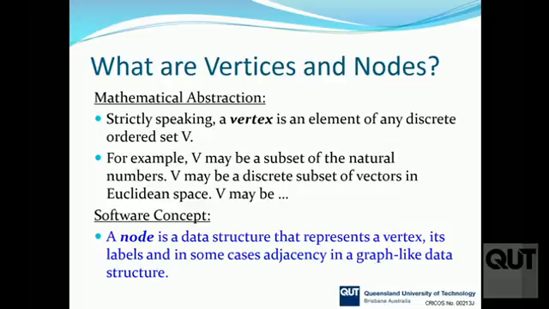And that's handy because on a computer, we're always pretty much dealing with integers, so it's very easy to represent vertices that way. So, as stated here, V may be a subset of the natural numbers, again, integers. V may be a discrete subset of vectors in Euclidean space. V may be anything that is a discrete set.